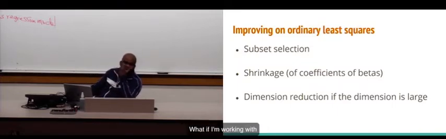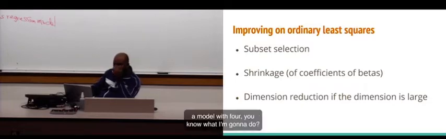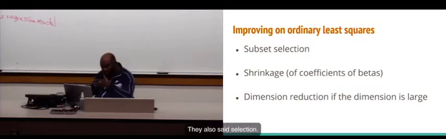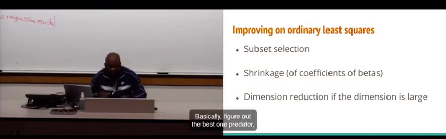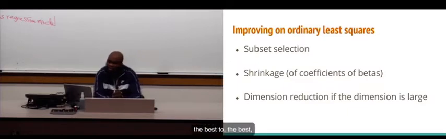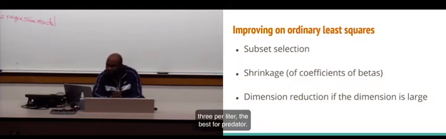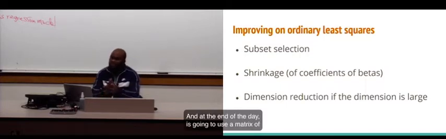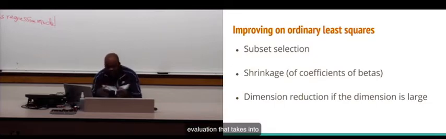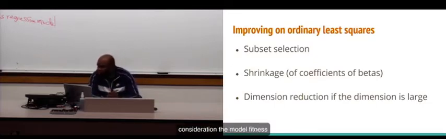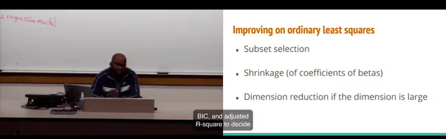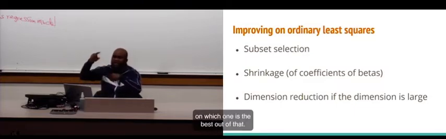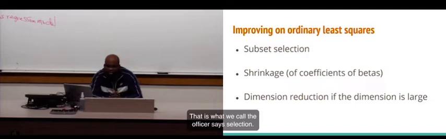For instance, if I'm working with a model with 4 predictors, you know what I'm going to do? All subset selection will figure out the best 1 predictor, the best 2 predictors, the best 3 predictors, the best 4 predictors. And at the end of the day, it's going to use a metric of evaluation that takes into consideration model fitness and model complexity, like AIC, BIC, or adjusted R square, to decide which one is the best out of that. That is what we call all subset selection.